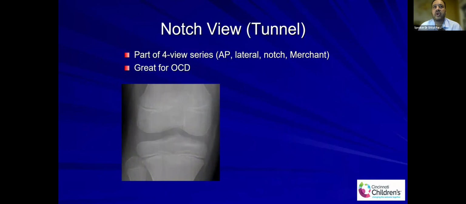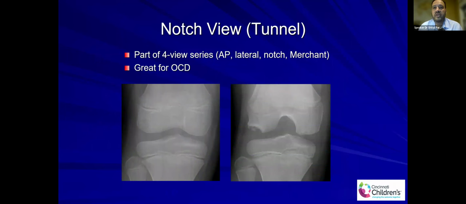When you get knee X-rays, we always get 4 views of the knee: AP, lateral, notch, and merchant. And the reason is that you can see on the AP view, everything looks okay. But when you take a notch view, which is taken with the knee in about 30 to 40 degrees of flexion, you'll see the posterior aspect of the knee joint. And the reason you know it's a notch view is because you can see the notch very well.